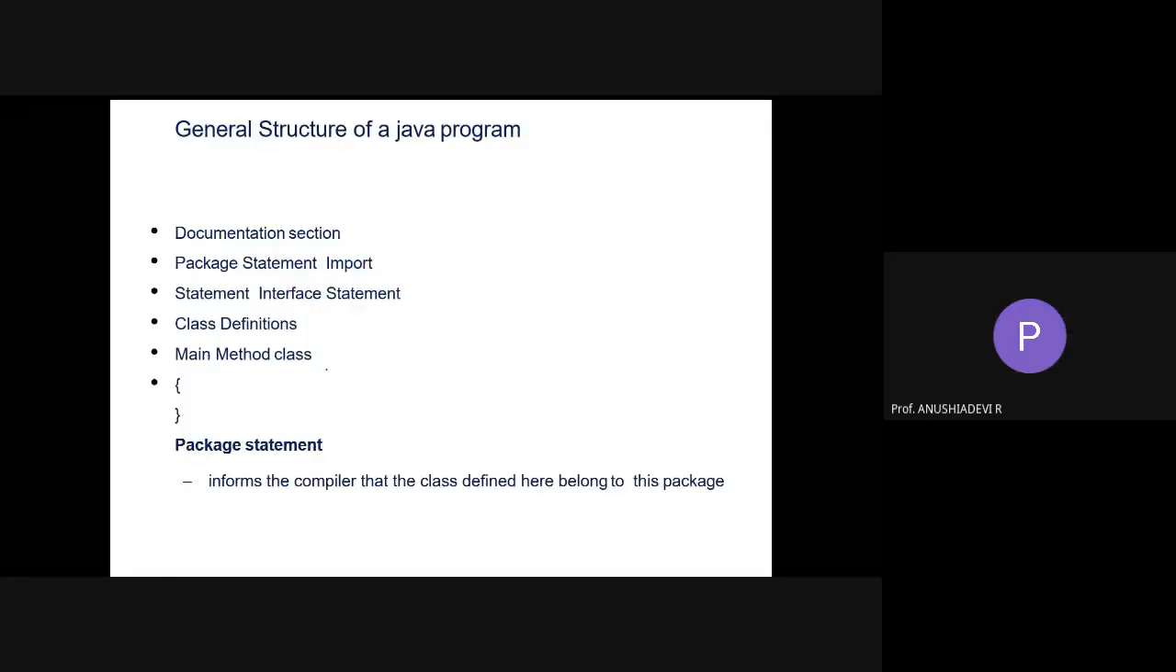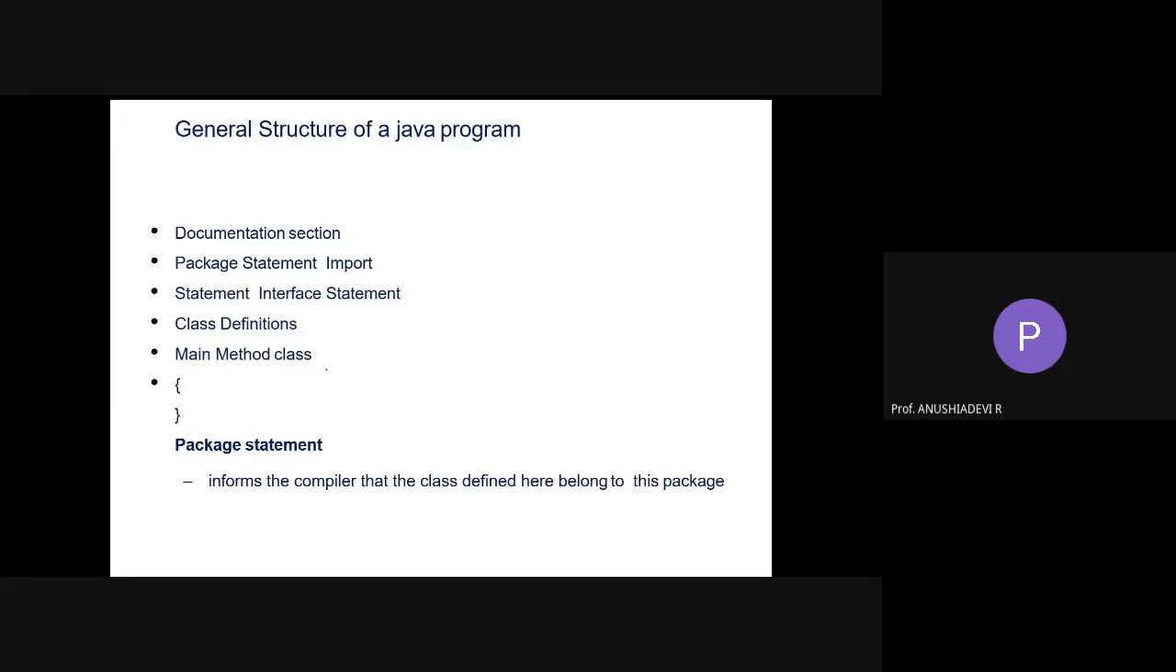Now we will see the general structure of a Java program. It is very important. From here on you have to listen very carefully. What is the general structure of a Java program? First, the documentation section. Documentation section means stating that this program was developed by so and so, and what is the purpose of this program. You have to document the program first.